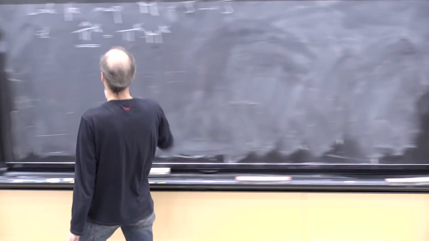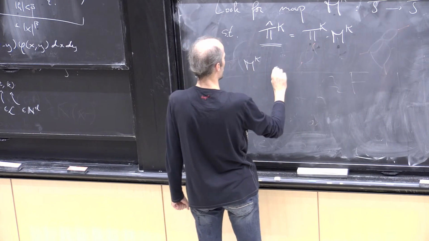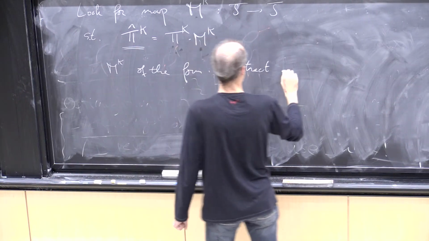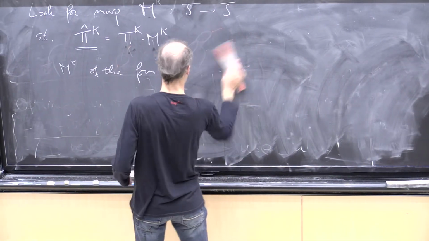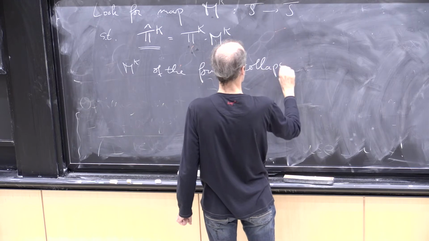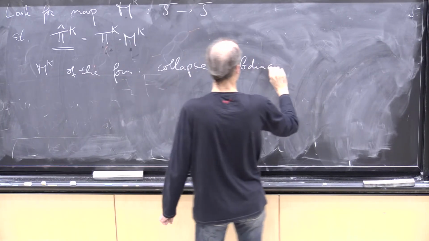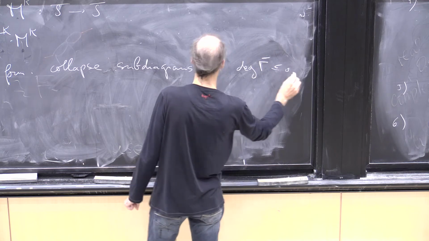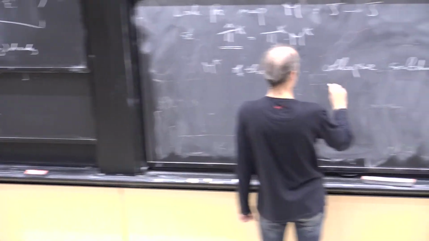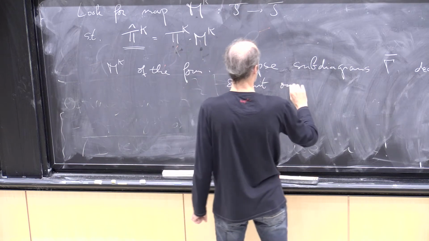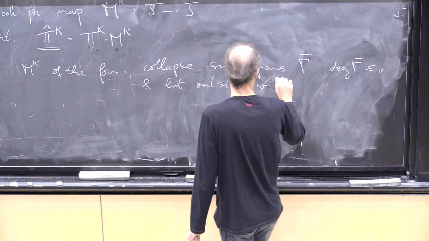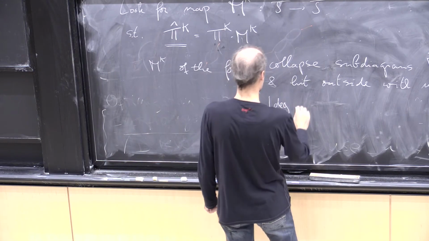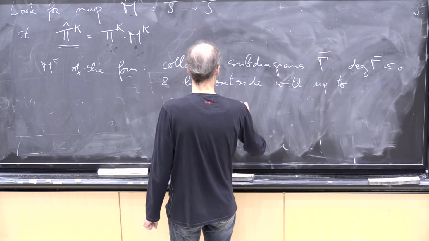Okay, so you look for maps. So M_K is of the form: collapse subdiagrams gamma bar with degree of gamma bar negative, and hit the outside with up to the absolute value of the degree of gamma bar derivatives.